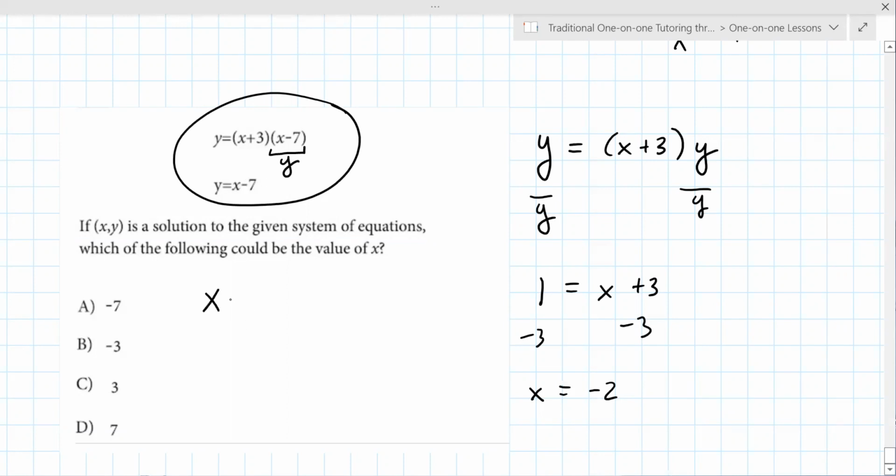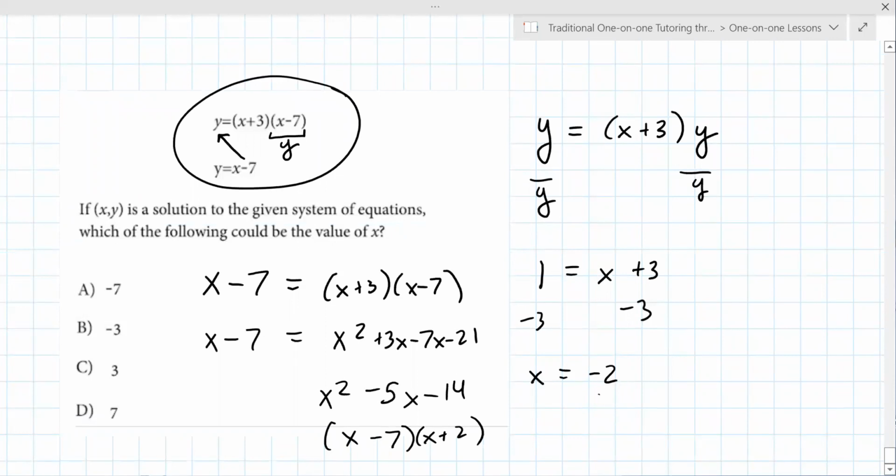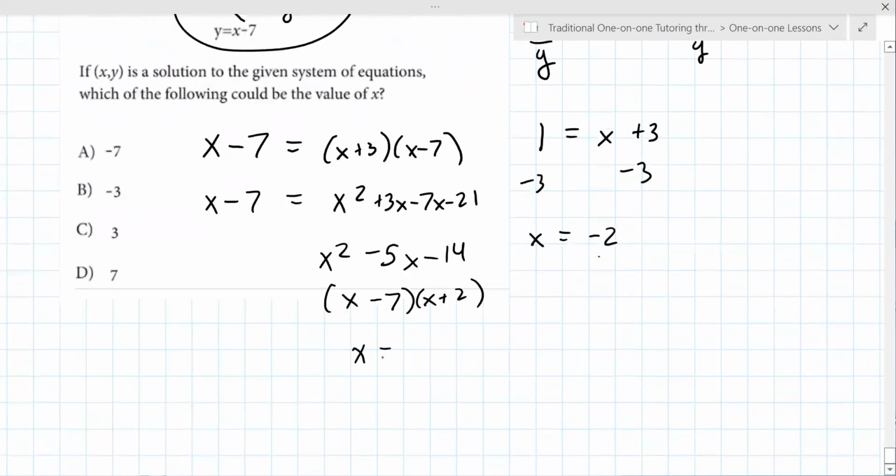The better way is to set x minus 7 equal to x plus 3 times x minus 7, and then to FOIL the right hand side. So you get 3x minus 7x minus 21. And then you move things around, you get x squared minus 4x, and then minus 5x plus 7, you get minus 14. And then this factors into x minus 7 times x plus 2. And that gives you the -2 that we had, but that's not the one we want. We want x equals 7. Okay. All right.